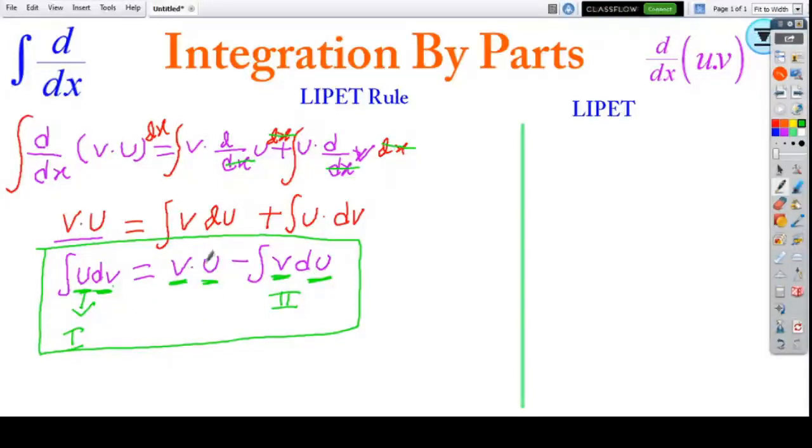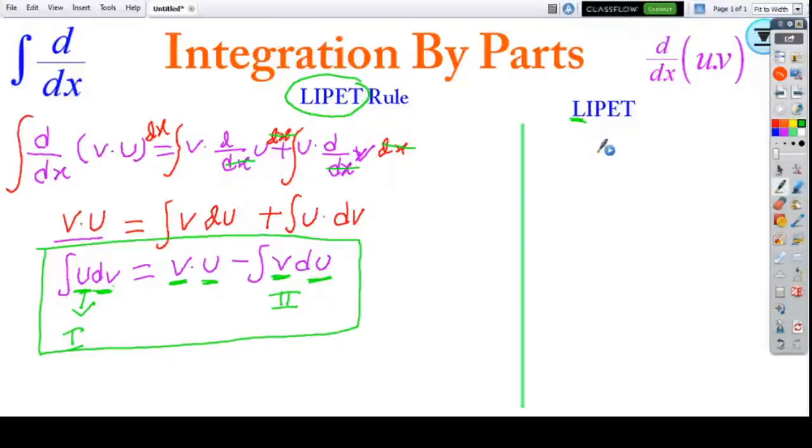Now the problem is how we can decide the first and the second function. To decide this, we are going to use the LIPET rule. And how can we decide u? We are not going to decide v. We will decide only u, the first function. We are not deciding the second function, because this is not the ILATE rule. Here we are deciding only the first function.